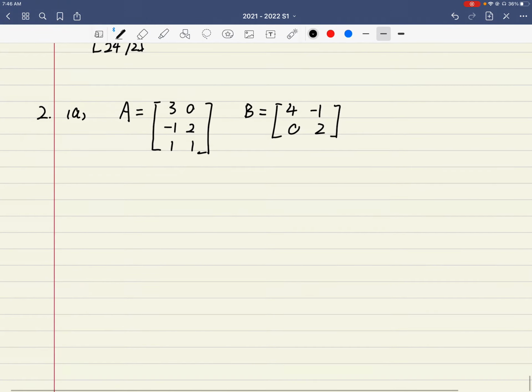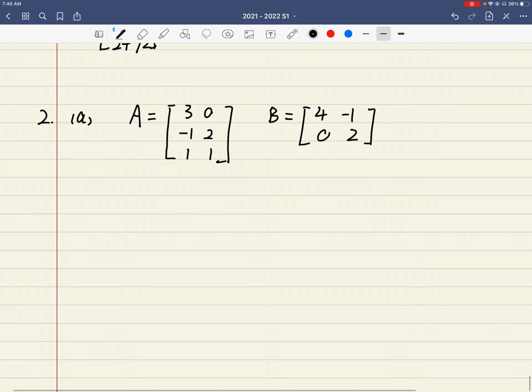Okay, question 2, we need to get the matrix product. A matrix product could be defined, or it could be undefined. The first thing we have to do is make sure the matrix product is defined before doing the calculation. To check, you just need to write down the dimensions of both matrices. The first matrix is 2 by 2, and the second matrix A is a 3 by 2 matrix.